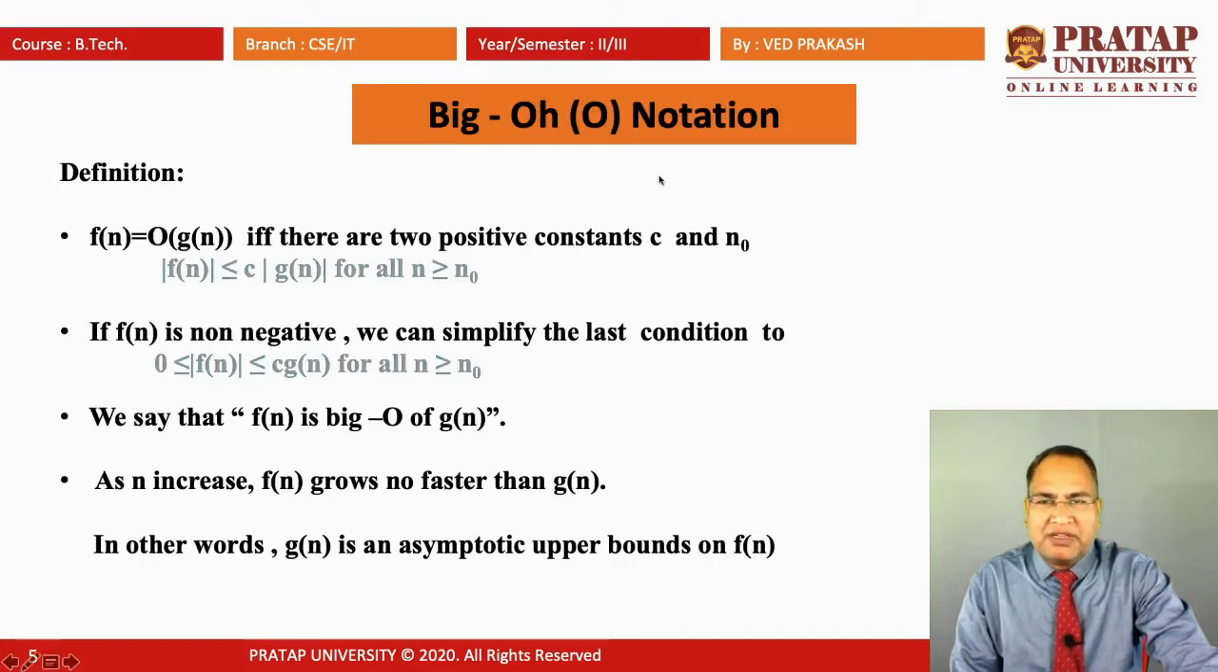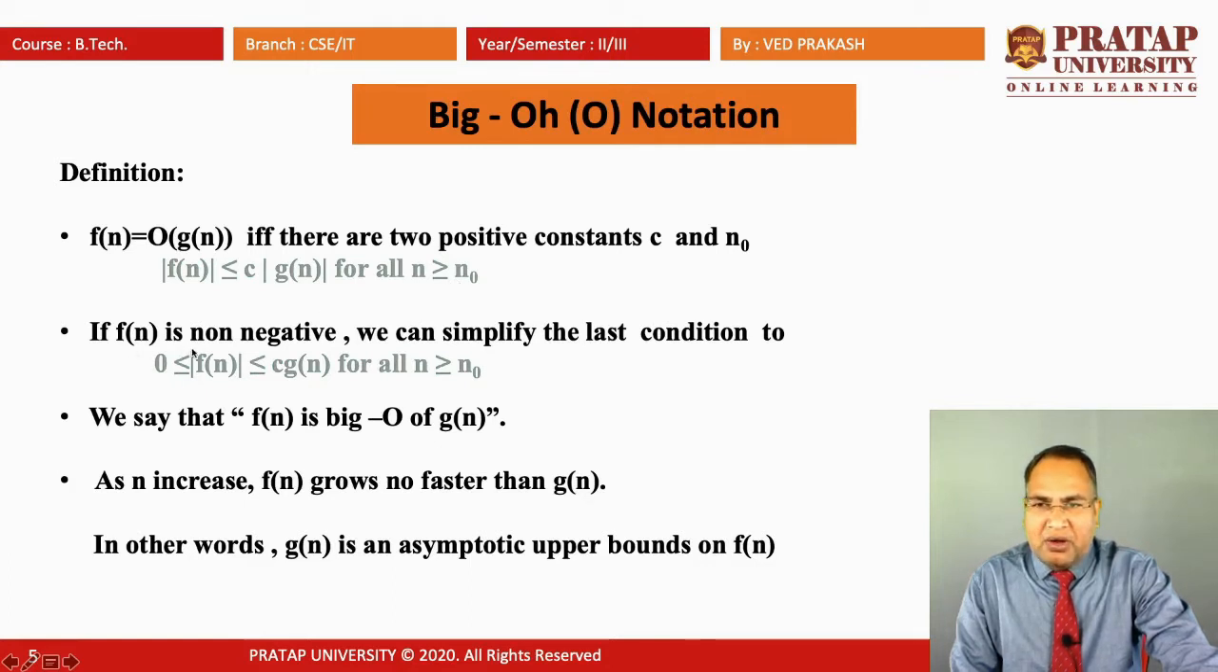Now, we consider the definition of big O notation. Here, we mention the mathematical definition of big O notation. Here, F(n) is a function that is considered big O of G(n) if there are two positive constants C and n0 such that the modulus of F(n) is less than or equal to C times G(n) for every value of n greater than or equal to n0.